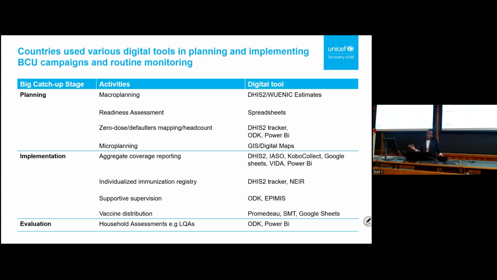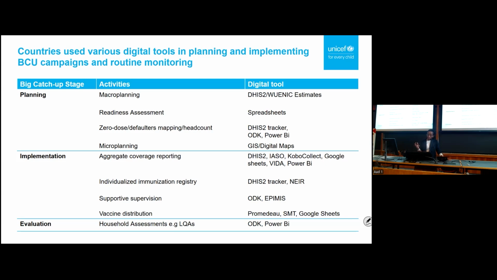What they did in reality, based on the reports that we saw, first of all, it shows that there are different activities that are related to campaigns here. So, of course, there is the macro planning piece where they have to determine, prioritize, who to reach, where to reach, and things like this. So many of them used, of course, the national population estimates, DHIS2 WINIC estimates, I think they used. Many of them, some countries did zero-dose mapping, where they used DHIS2 tracker in, I believe, Mozambique. Ethiopia used ODK and Power BI for their zero-dose mapping pieces.